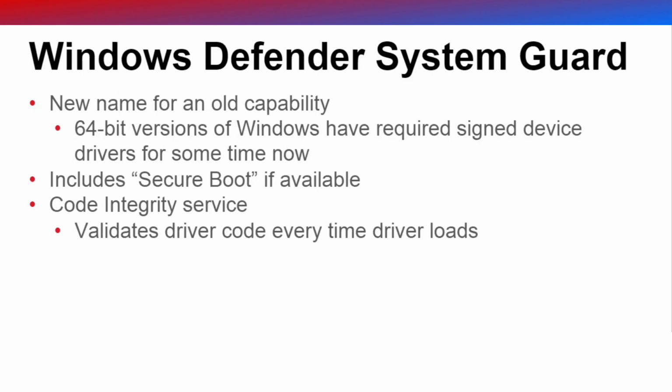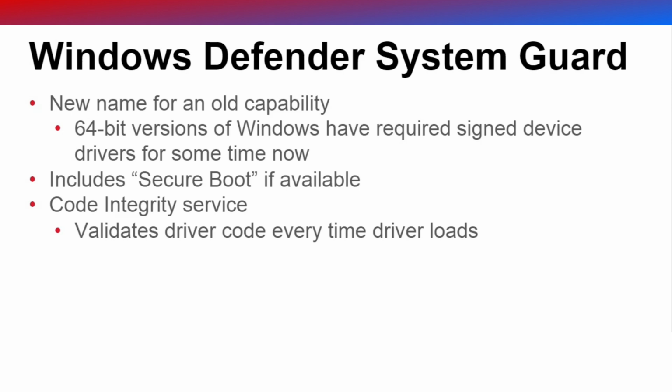All right. So Windows Defender System Guard. This is a new name, but it's an old capability. The requirement of signed device drivers is an example. System Guard leverages that code integrity service that you remember we talked about in the context of Windows Defender Application Control, where we build that list of applications that we're going to allow people to run on our standard corporate systems. So that's all System Guard is.